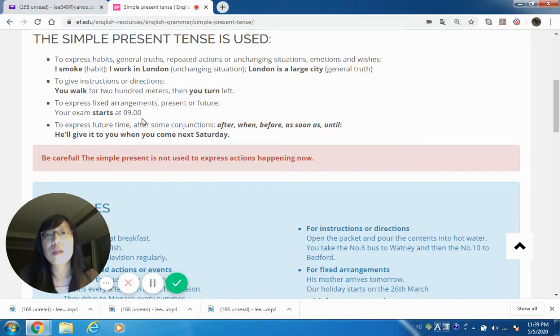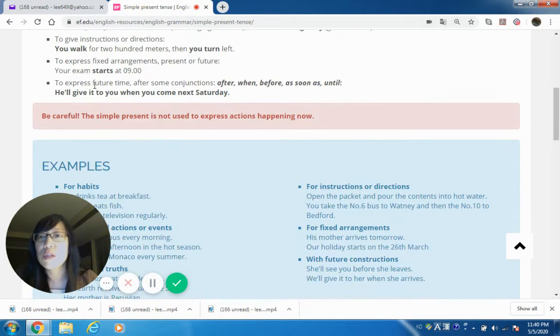airplane. You use simple present tense to express future time after some conjunctions. Now, this is the hard part. You're going to use after, when, before, as soon as, until. These are called conjunctions.